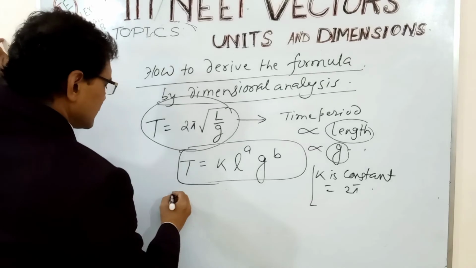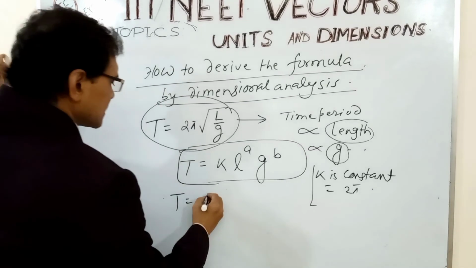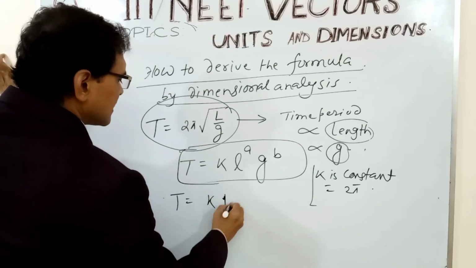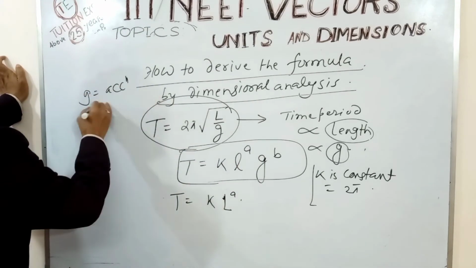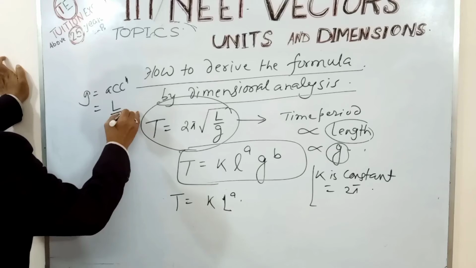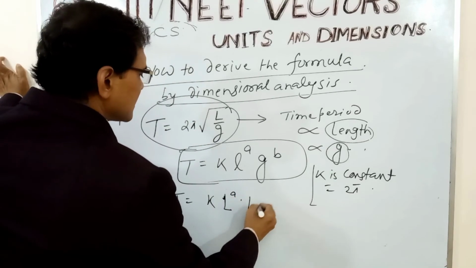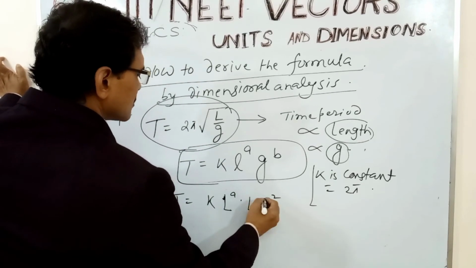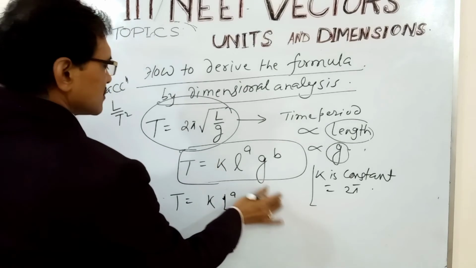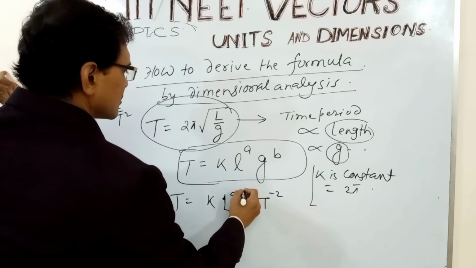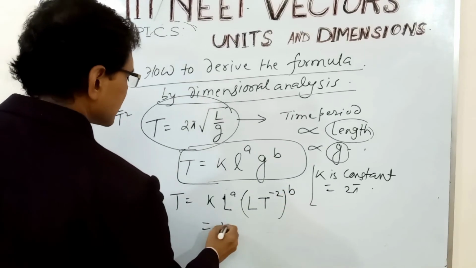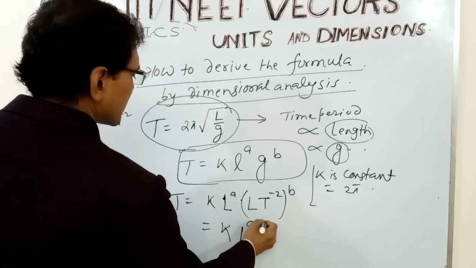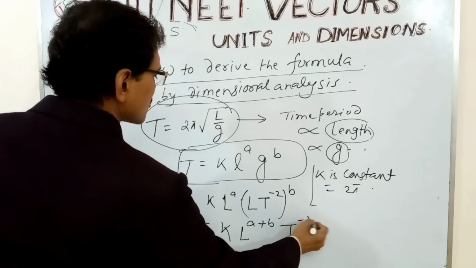So this is the dimension of T, length L, and g. What is g? g is the acceleration. So acceleration we know is L T to the power minus 2. So this is whole to the power B. That is L to the power A plus B, T to the power minus 2B.